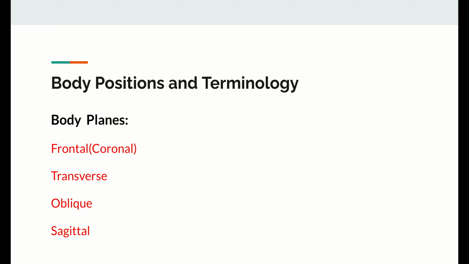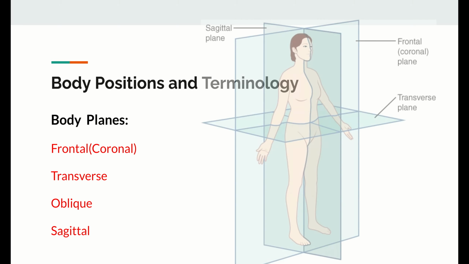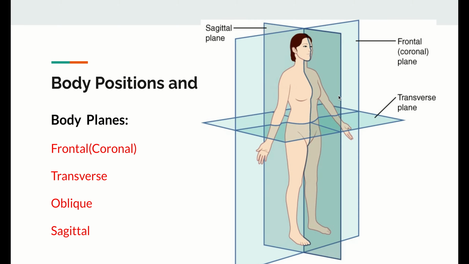So body planes are referred to as either frontal, coronal, transverse planes, oblique, and sagittal planes. In this diagram, the frontal or coronal is an imaginary line that separates the body into the front side and the back side, or anterior and posterior. The transverse separates the body into top and bottom.